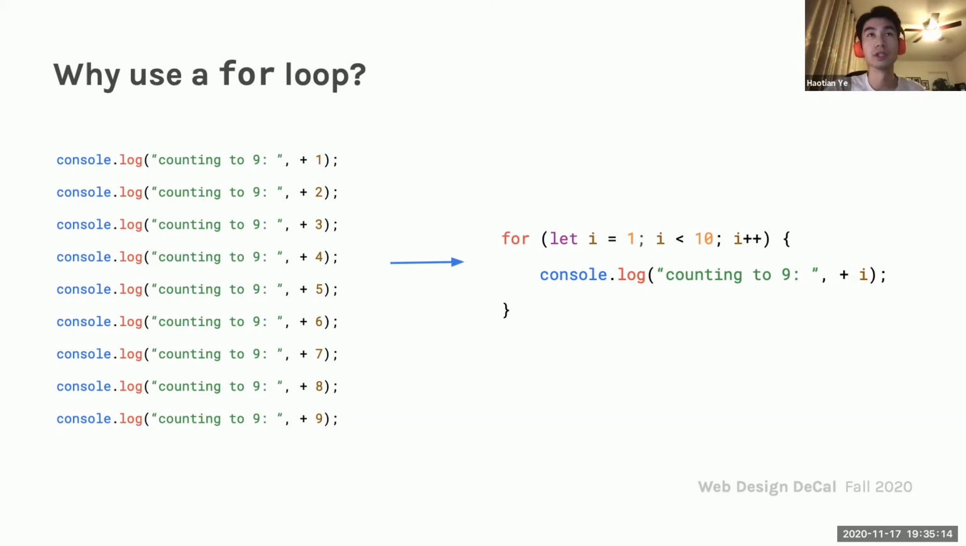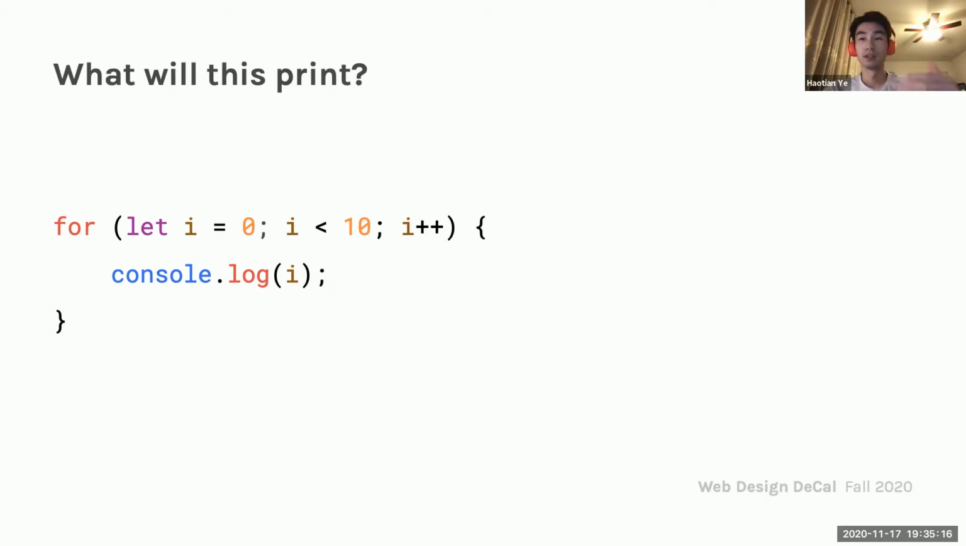So much more efficient. So let's have this kind of code. What do you think this would print out? A question for you guys, if we run this kind of for loop.